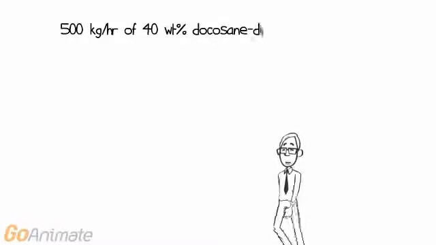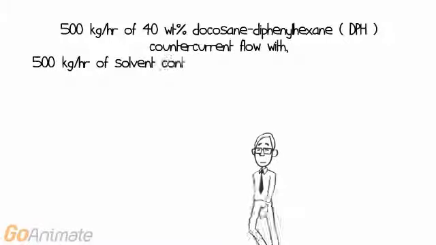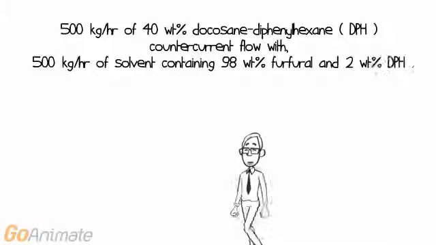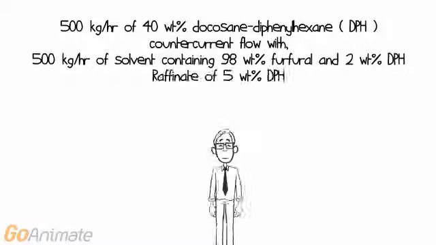500 kg per hour of 40 weight % DPH indocursan is to be extracted using a countercurrent system with 500 kg per hour of solvent. The solvent consists of 98 weight % furfural and 2 weight % DPH. This system will be used to produce a raffinate of 5 weight % DPH.